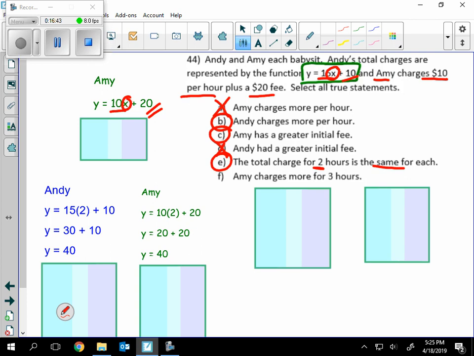Now they want us to find out for 3 hours who charges more, Amy or Andy. So let's go do the same exact work. Pause and do that work on your own. You don't need me to plug in 3.